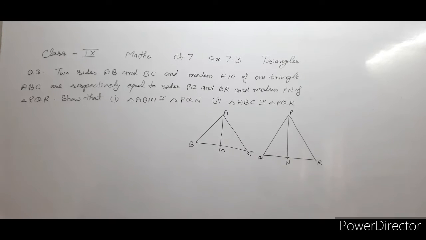Today in class 9th maths. In the previous class we studied congruency of two triangles, the SSS property and the RHS property, and on this base we are doing exercise 7.3. Question number 1 and 2 I completed in the previous video. Today we will go for question number 3.